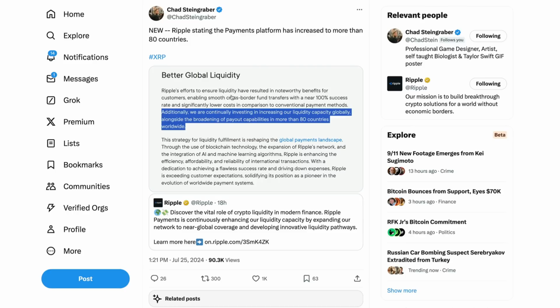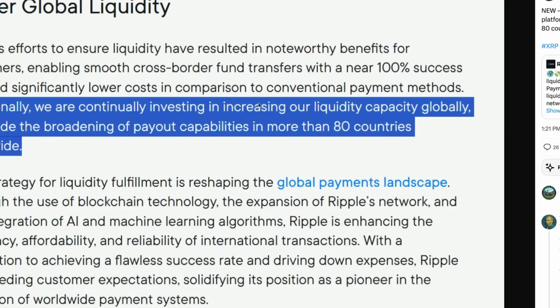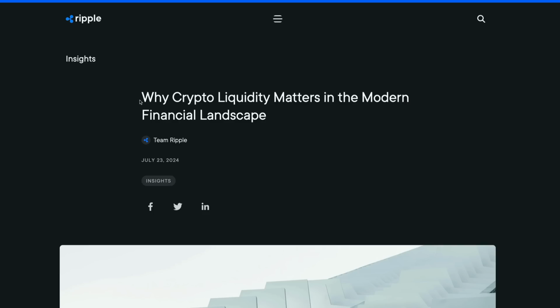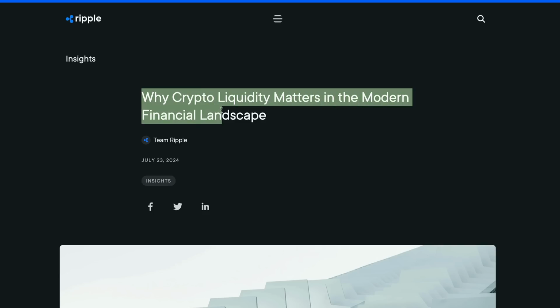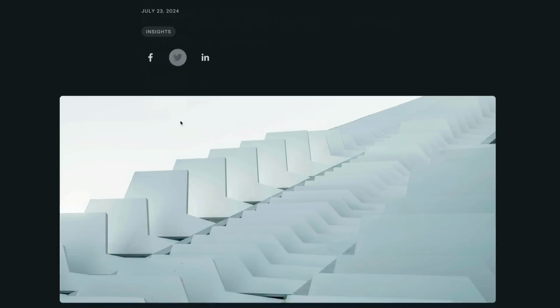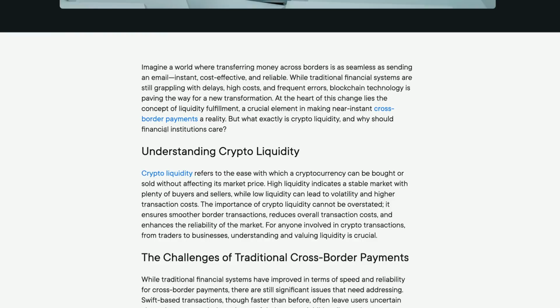Ripple did state that their payments platform has increased to more than 80 countries. Guys, this is coming from their article, Why Crypto Liquidity Matters in the Modern Financial Landscape. Again, another article hinting at the fact that liquidity is going to be key to moving all this money and saving the day if the financial world does come crashing down.